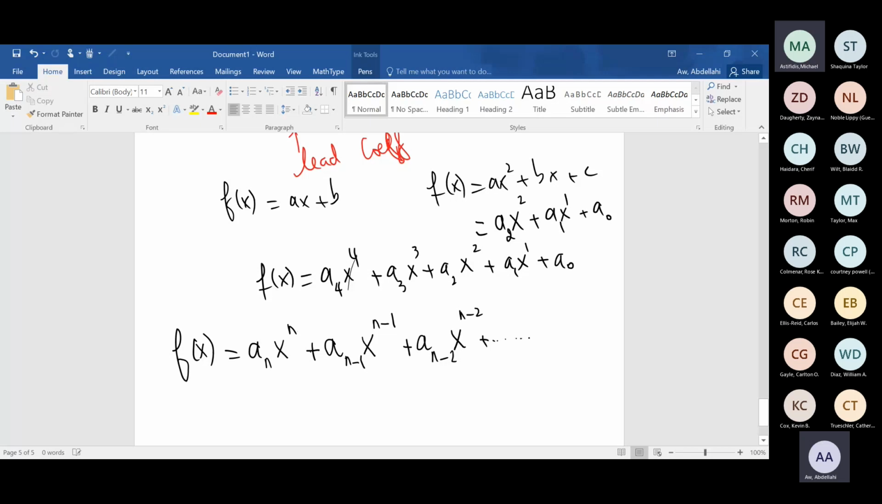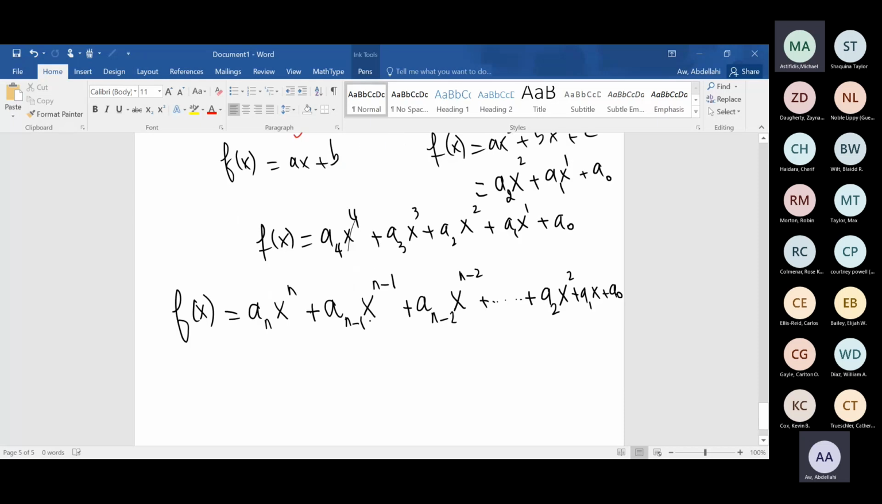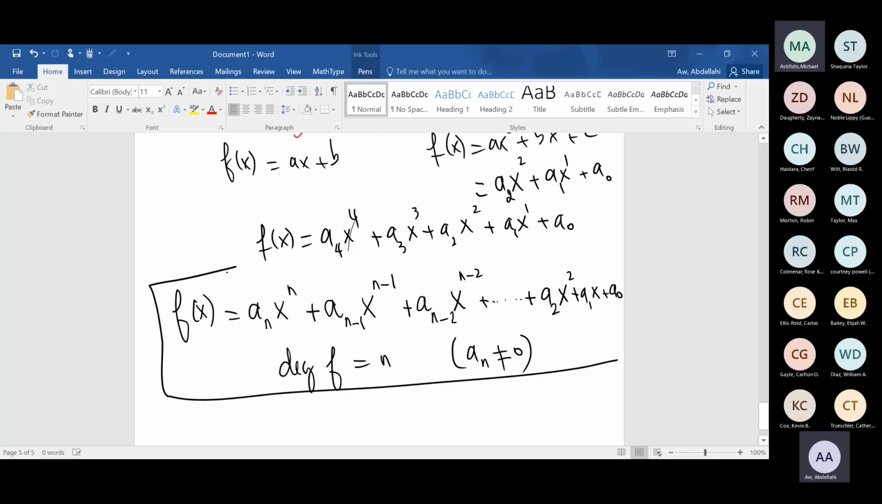We keep going. We cannot write all of them until the last ones, which is a2x2 plus a1x plus a0, right? This is the general form of a polynomial. So the degree of f is equal to n. Of course, for the degree of f to be n, the leading coefficient cannot be 0, right? This is the general form of a polynomial of degree n. Okay.